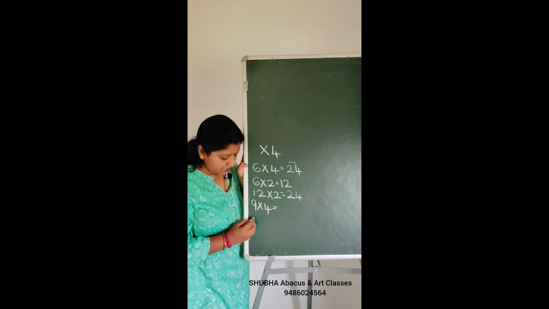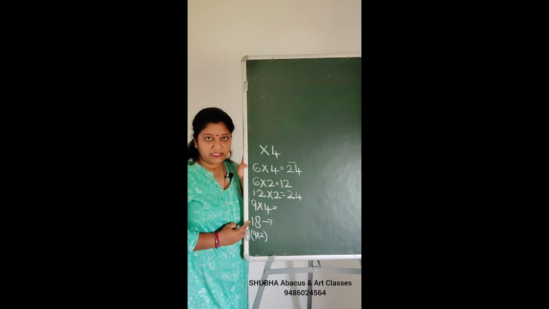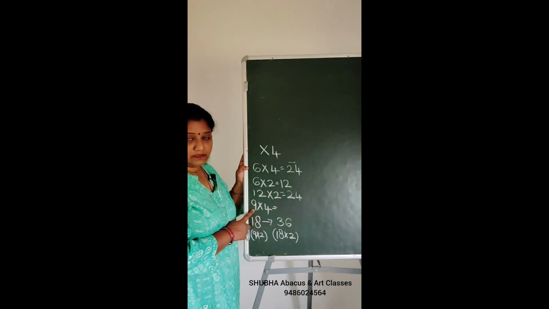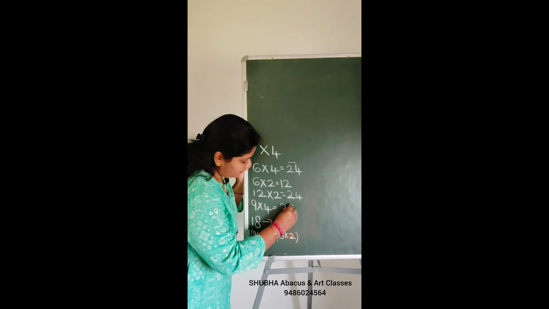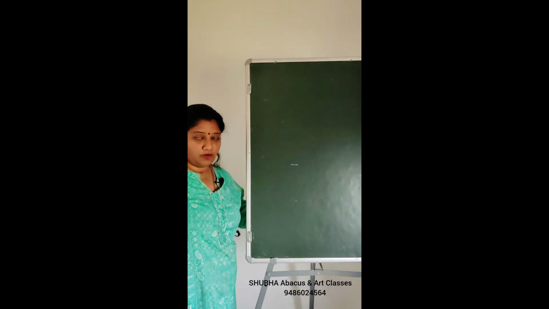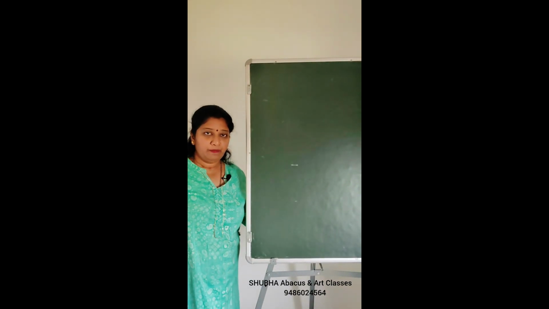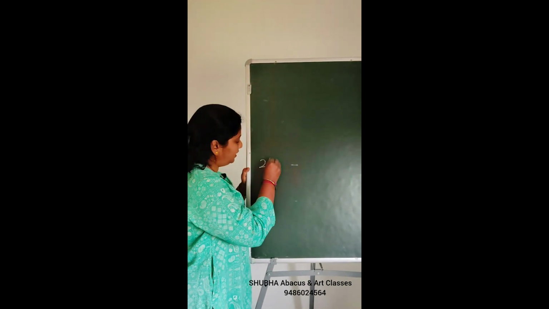9 4s are? Double of 9 is 18. Double of 18 is 36. So the answer is 36. 9 multiplied by 4 is 36.